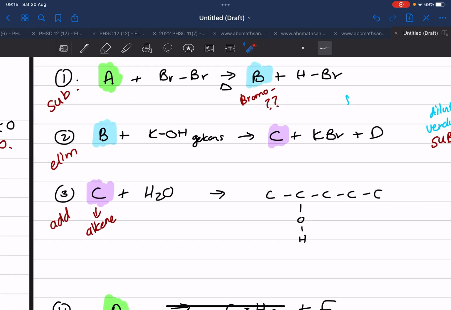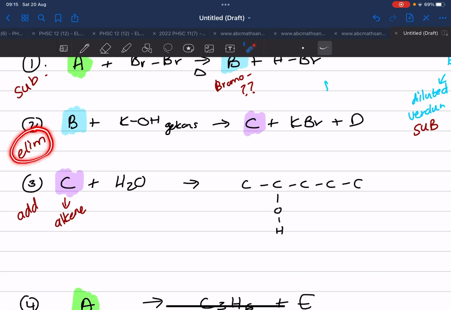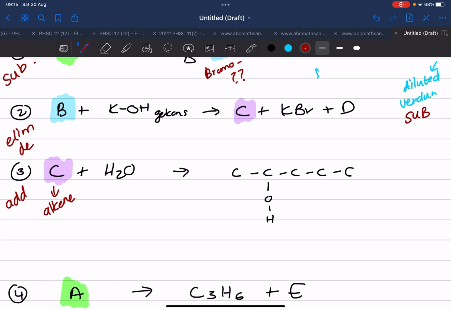Okay, so ekskuus, ek wil net gou hierso sê, dis eliminasie. Elimination normally starts with a D something. D-hydro, D-halo, D, wat ook al. Wat het ek uitgehaal hierso? What did I remove? Well, obviously, I removed a bromo. So, daar's 'n halo in. Nee? En dan wat het ek nog uitgehaal?